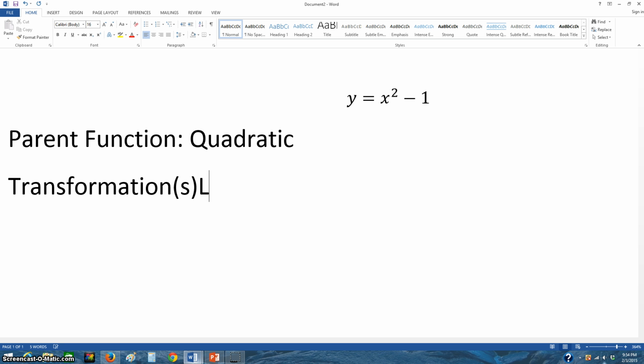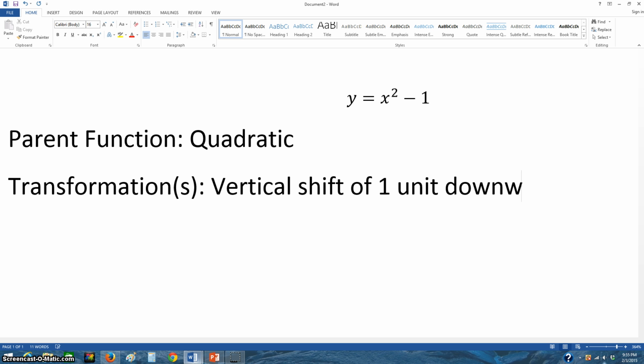Okay, so in this case, it's in the form of f of x minus c. So really there is a vertical shift of 1 unit down or downwards. That would be a proper way to say that.